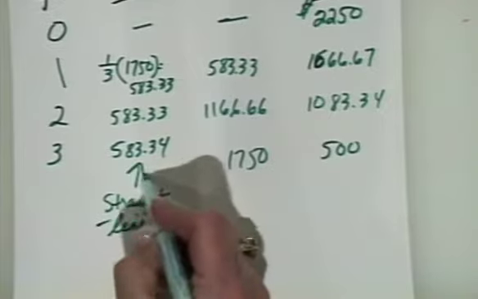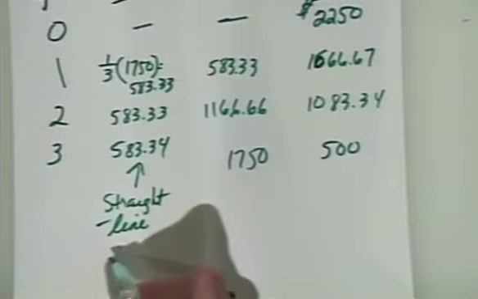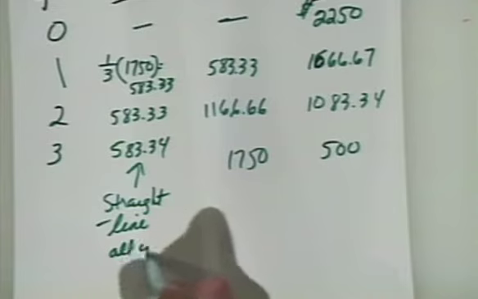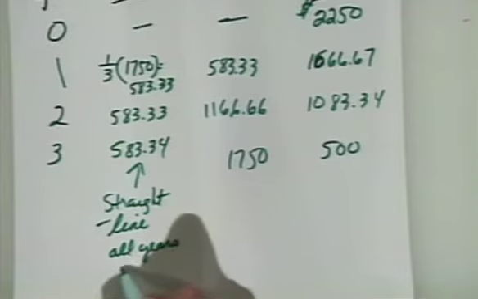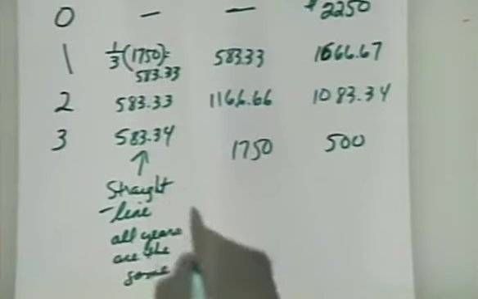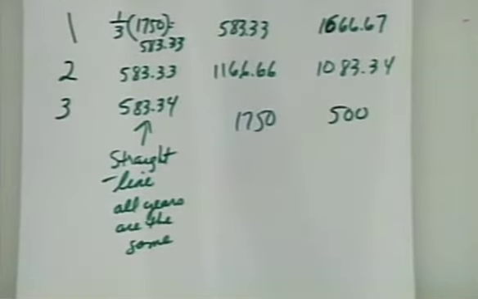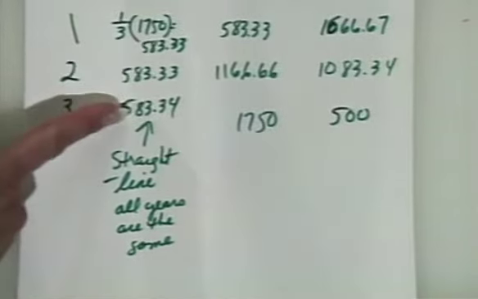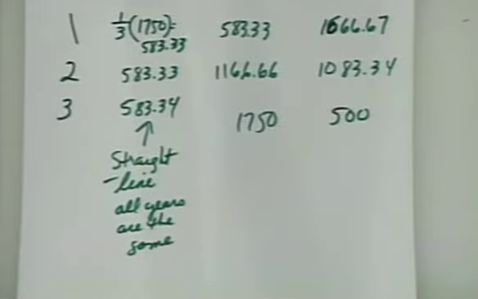When we do straight line depreciation, every year is the same. So once you calculate it, are you with me? And if we were rounding that, we'd have 583, 583, and 584 right there. I tend to not mind doing pennies. It's easier for me to do them than to round them.